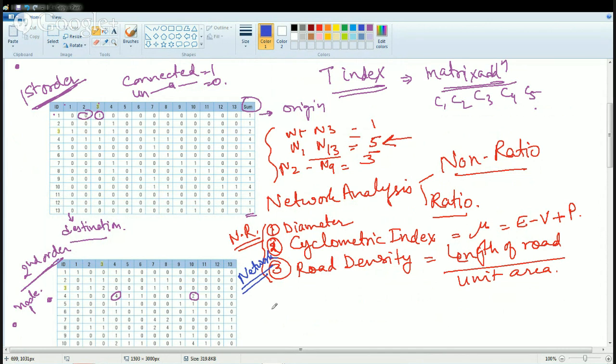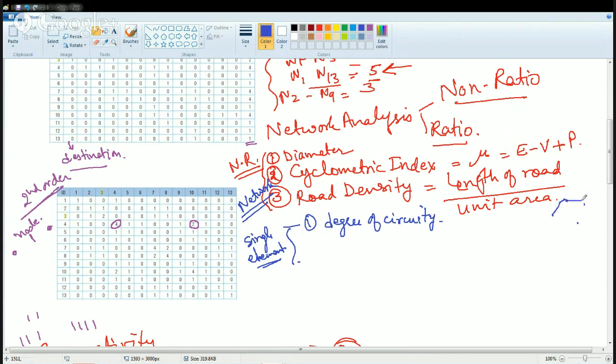Now there is each single element in the network, so we'll be talking about the properties of the single elements in the network. Under the single elements, we first talk about the degree of circuitry. A circuit is basically, for example, there are 4 points here, so this is the circuit I can draw. There is one circuit and two circuits, with 4 nodes.